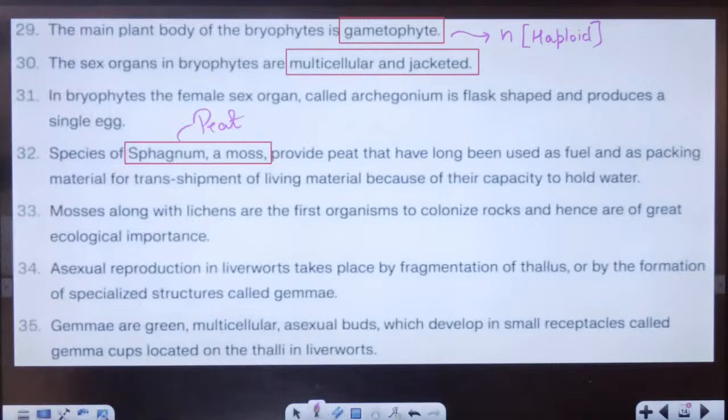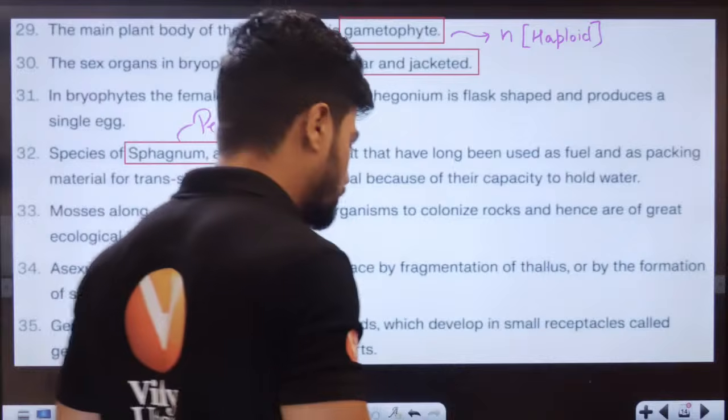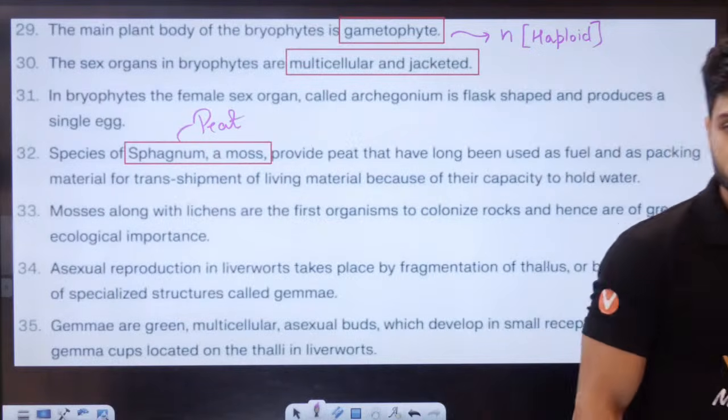Sir, parthenogenesis, how can drones be haploid? Students, drones are haploid because they are born from parthenogenesis. Wasps, ants, all parthenogenesis. Wasps also.